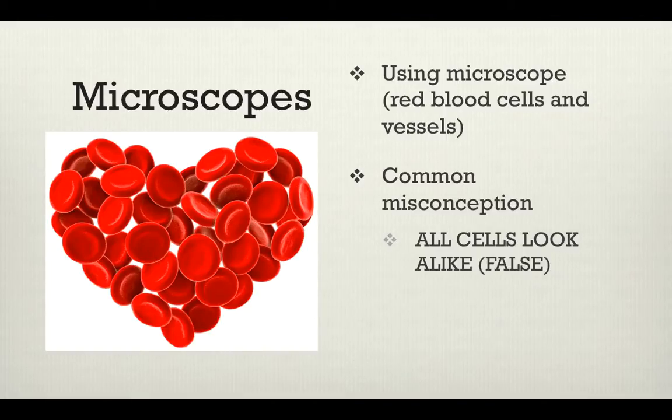As I said before, with our illustration of our cell, we have more cells to the left in the shape of a heart. These are images of red blood cells. Not all cells look alike. Some cells have specific functions. Other cells are entire individual organisms of their own. So common misconception, all cells look alike. This is false.